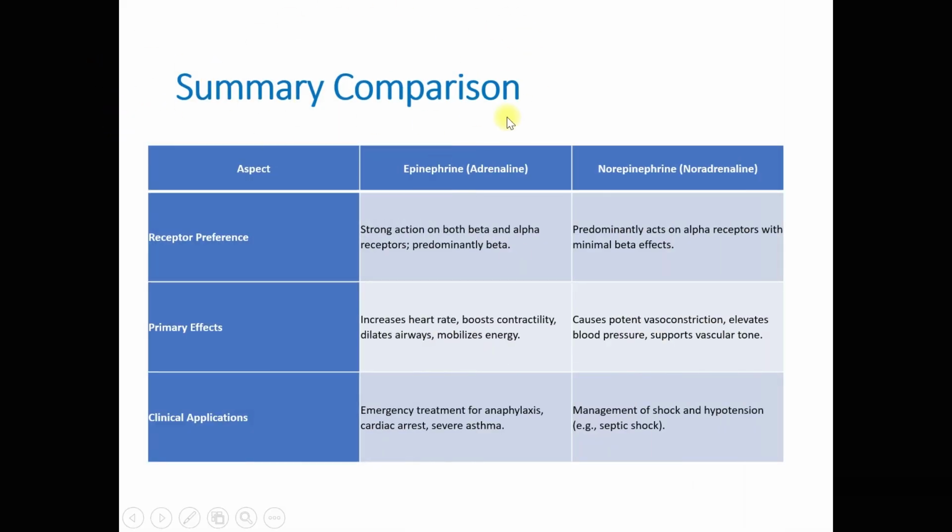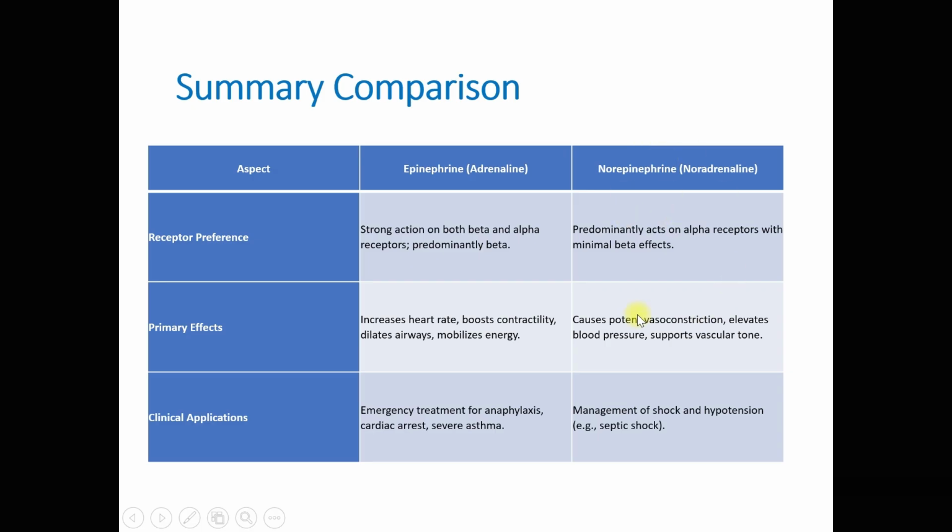This is a summary comparison of epinephrine and norepinephrine. Based on their receptor preference, epinephrine has strong action on both beta and alpha receptors, predominantly beta receptors, whereas norepinephrine predominantly acts on alpha receptors with minimal beta effects. As for primary effects, epinephrine increases heart rate, boosts contractility, dilates the airway, and mobilizes energy. It increases blood glucose levels, thereby mobilizing energy and increasing our level of energy.